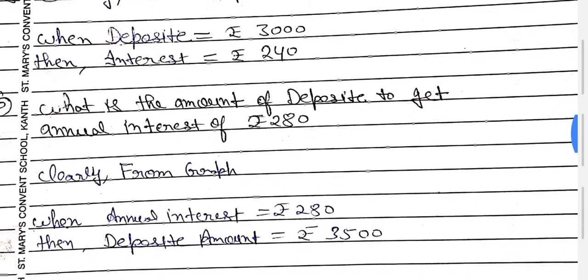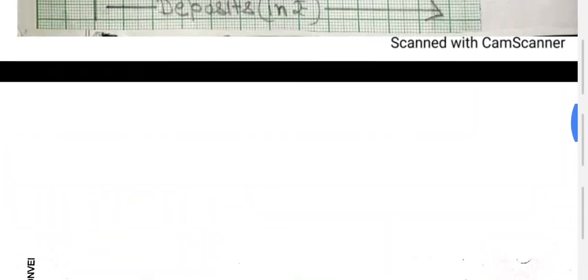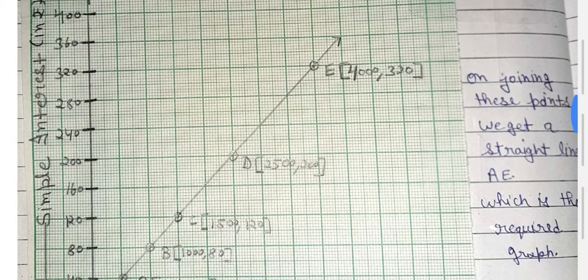Now the other one: what is the amount of deposit? You have to find the deposit for the annual interest. This time the interest is given, you have to find the deposit. Now come on the interest axis. Which one represents interest here? This represents interest, come to 280, 240 here now.